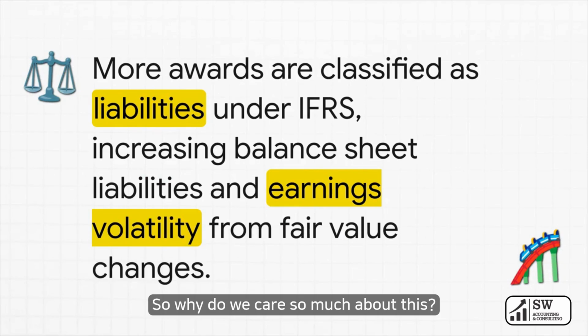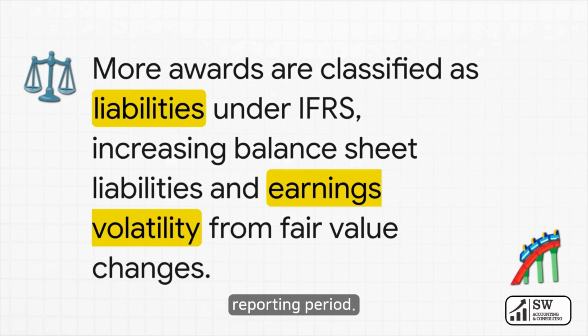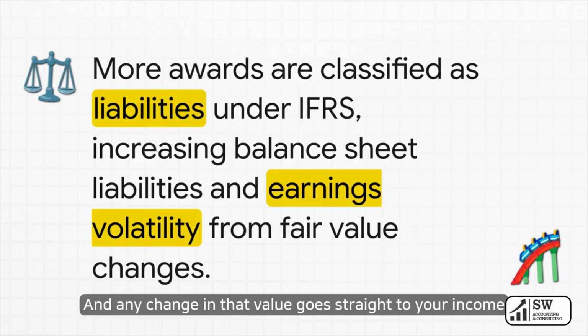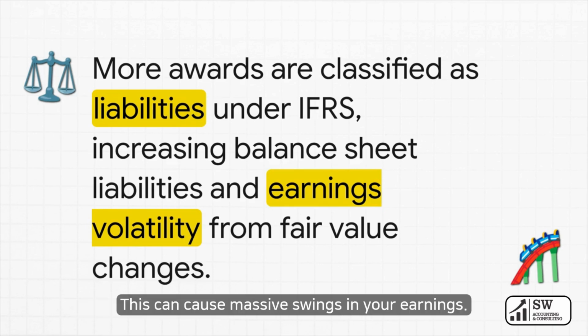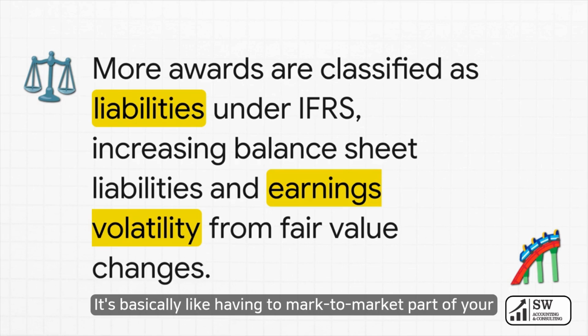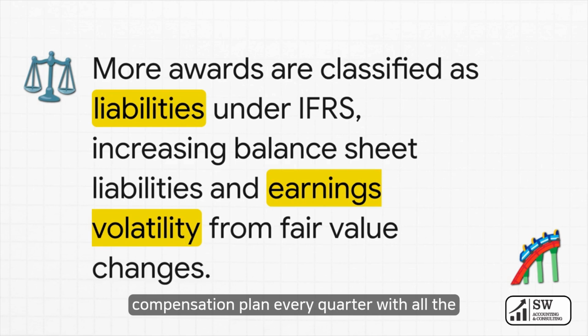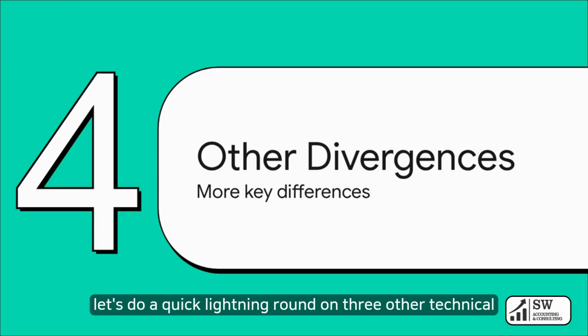So why do we care so much about this? Well, if an award is a liability, you have to remeasure its fair value every single reporting period. And any change in that value goes straight to your income statement. This can cause massive swings in your earnings. It's basically like having to mark-to-market part of your compensation plan every quarter, with all the volatility that comes with it.